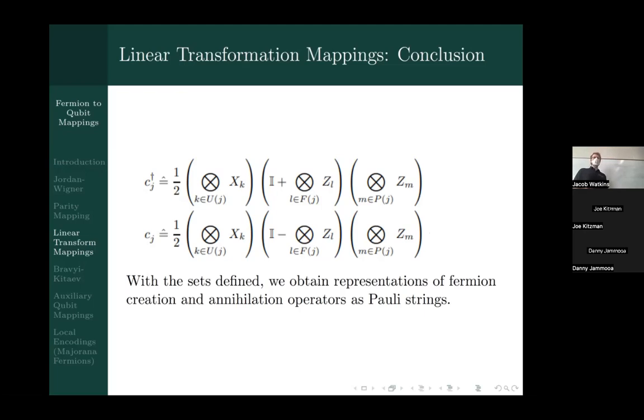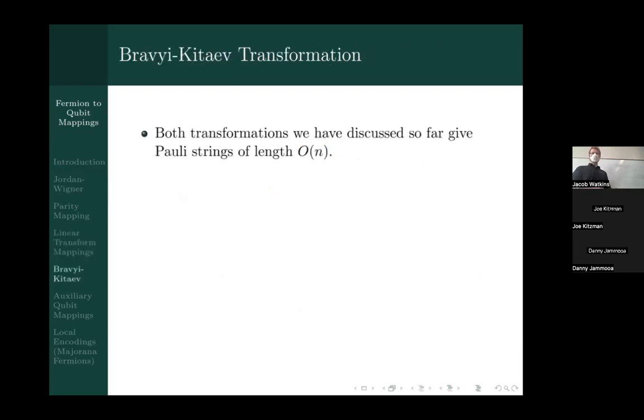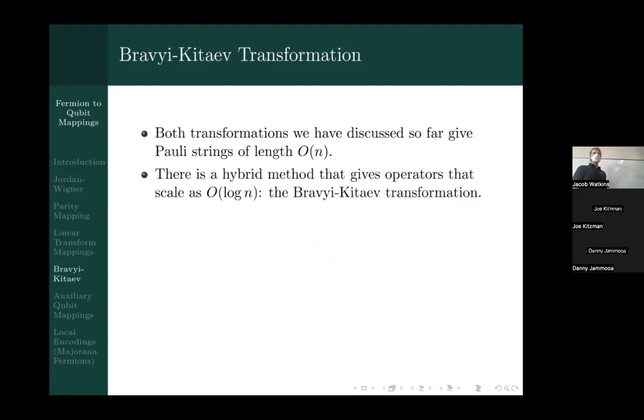So we've now shown arbitrarily many ways based on the linear transformations. I guess not arbitrarily many, since it's a finite matrix with only zeros and ones, but many ways to convert the Hamiltonian into strings of Pauli matrices. Unfortunately, so far, all of them have length O(n), where n is the number of fermions. And it turns out there's a nice hybrid compromise method between the two of them that scales as O(log n), which is the Bravyi-Kitaev transformation.